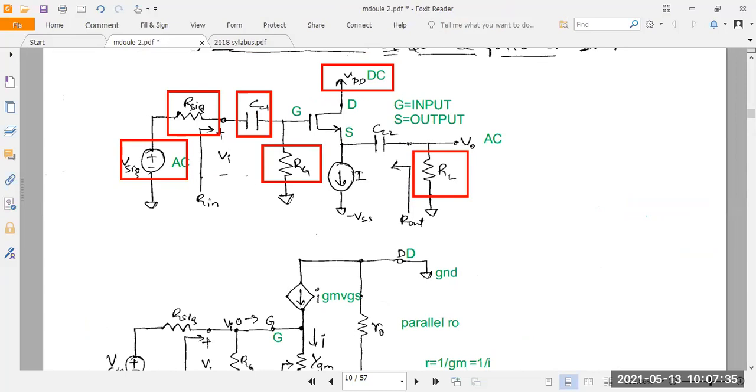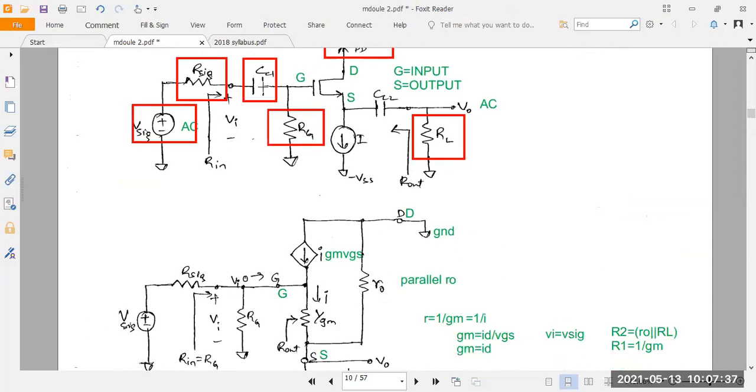After that, for the gate side, what are the elements in the circuit? There is RG, so connect RG for the gate. Then the coupling capacitor, you make it a closed circuit for the AC analysis. Then R signal for the gate terminal. Then V signal is connected to the gate using R signal. Whatever elements are connected on the gate side, connect the same thing in the equivalent circuit.